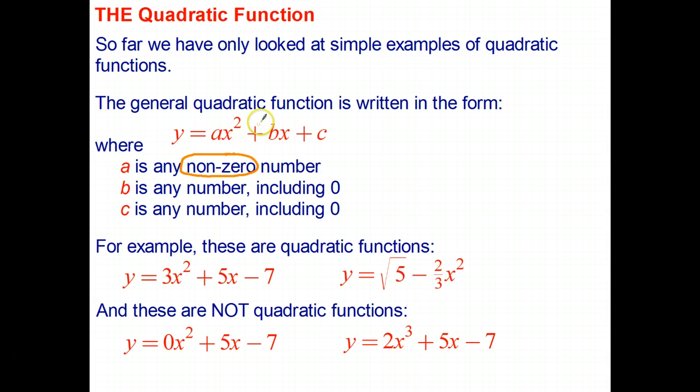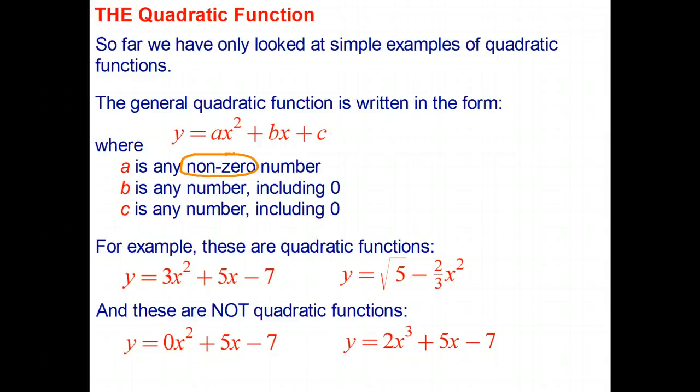Now we can also add on to that some number times x. And this number b can be any number whatsoever, including 0. And then finally, we can also just add on what's called the constant term, which is just a number by itself. And again, that number can be anything, including 0. So a, b, and c are the numbers that define a particular quadratic equation.